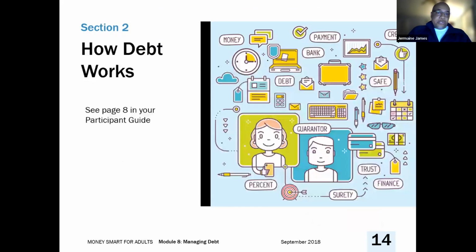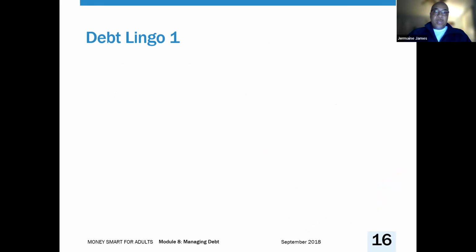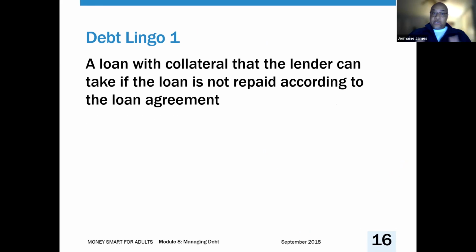Now we'll move on to section 2, and we'll talk about how debt works. This will be on page 8 in your participant guide. For section 2, the key takeaway is to consider how debt works so you can be informed about the decisions you're going to be making related to it. I'm going to go through a couple of slides that show what we'll look at as debt lingo. There are about 7 different ones outlined. Feel free to follow along and choose the correct answer that will come up on the screen shortly.